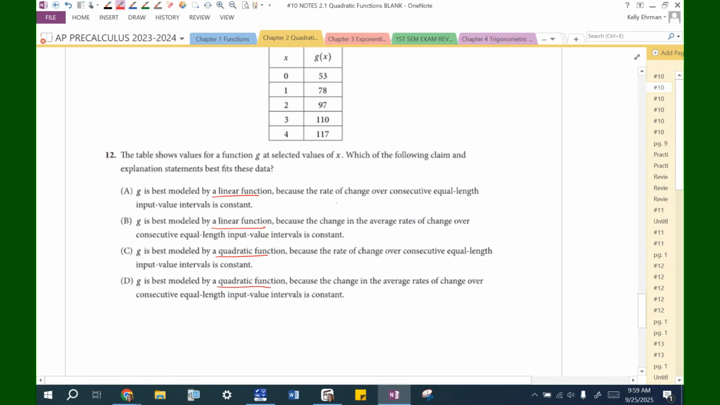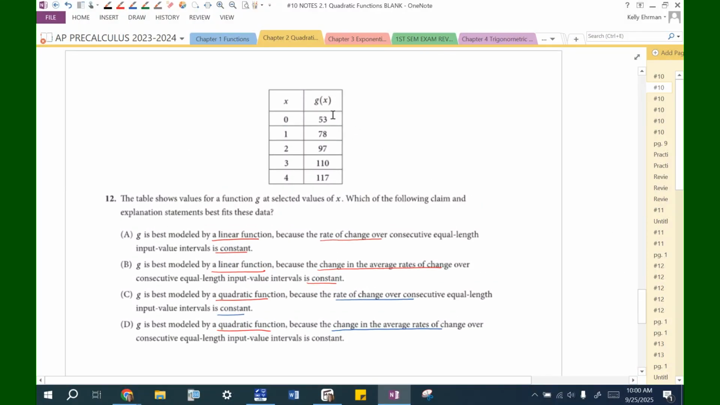Let's take a look at the reasoning. The rate of change over consecutive equal length input intervals is constant versus the change in the average rates of change is constant. And that's the same here. Is it the rate of change is constant or the change in the average rate of change? All right, well, how do we know? If this is a linear function, the slope between any 2 points would be the same, right? So let's start calculating slope.